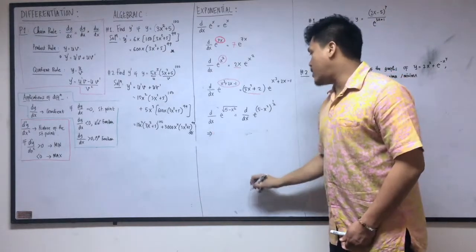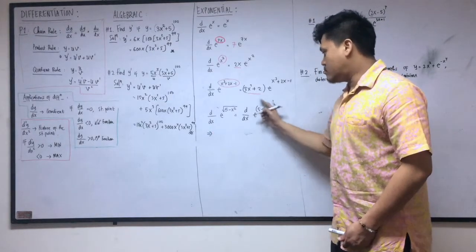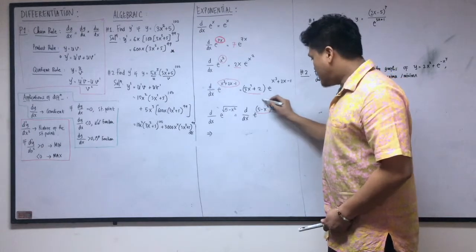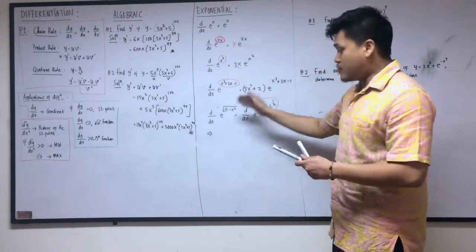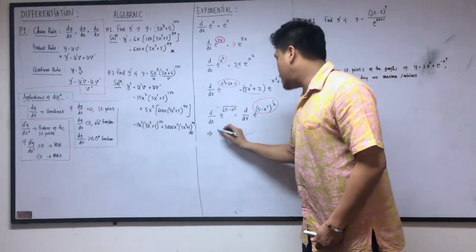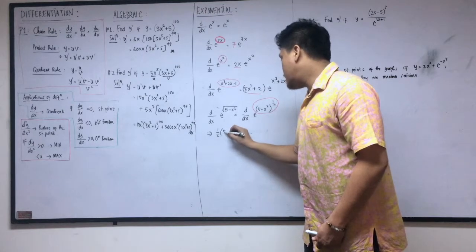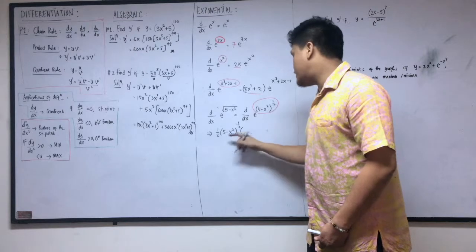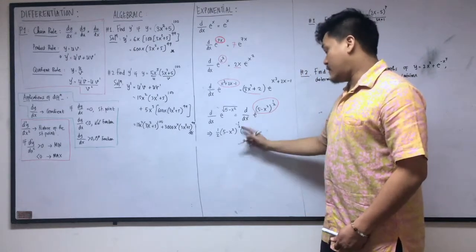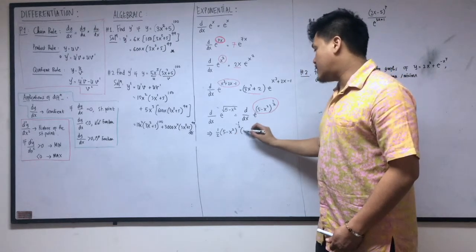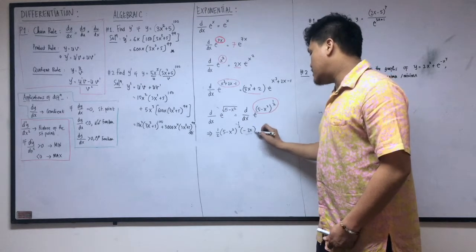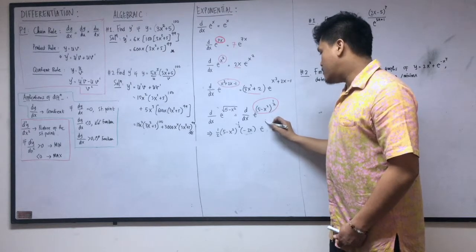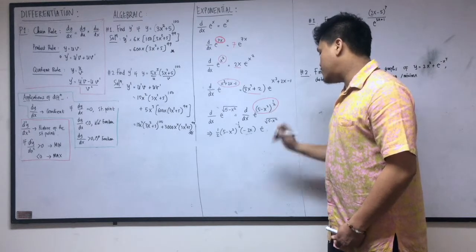So first, find the derivative of this. You drop down. The derivative of that would be half times (5 minus x squared) to the power of negative half, times negative 2x, right? And then you will use e to the power of square root of 5 minus x squared.